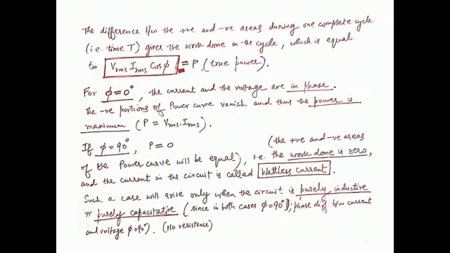However, if phi is equal to 90 degrees, the power is equal to 0. The positive and the negative areas of the power curve will be equal. That is, the work done is 0 and the current in the circuit is called wattless current. Such a case will arise only when the circuit is purely inductive or purely capacitive, since in both cases phi is equal to 90 degrees.